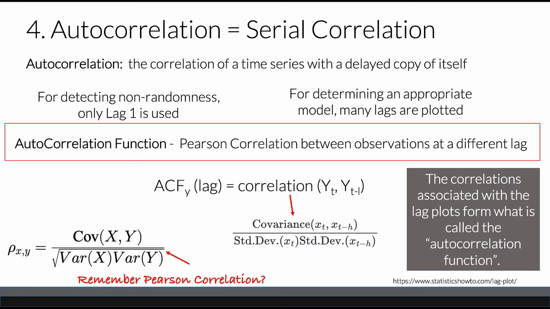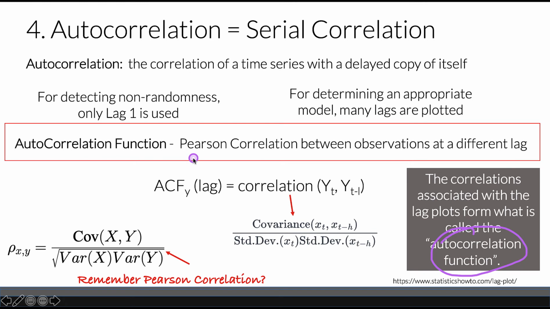In the last couple of slides, we were talking about lag plots, right? When we had y and y minus its lag value. Now we're going to switch and start talking about autocorrelation, which is serial correlation. Autocorrelation is the correlation of a time series with a delayed copy of itself, and it's a correlation coefficient. And the correlation associated with the lag plots is called the autocorrelation function.